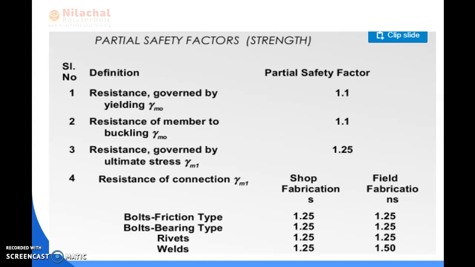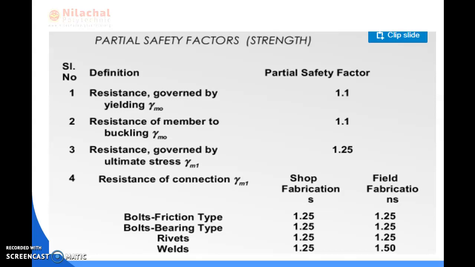For resistance governed by yielding we consider a partial safety factor of 1.1. For resistance of member to buckling, the partial safety factor we consider is 1.1. For resistance governed by ultimate stress we consider a partial safety factor of 1.25. Resistance of connection: shop fabrication and field fabrication. Shop fabrication is denoted as S and field fabrication is denoted as NS. Both fabrication types, shop and field, are provided here.